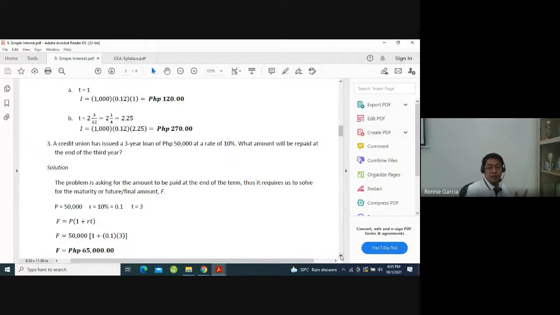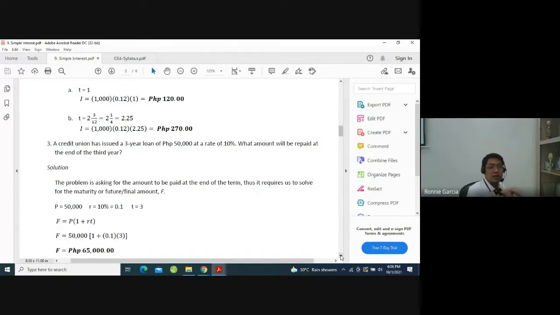So the solution of Froilan is actually different. He used the formula F is equal to P plus I. The first thing he did was compute the interest. So PRT, he multiplied the given 50,000 times 1 times 0.10 times 3. Then that interest is added to P, which is 50,000. So 65,000 is the correct answer. Congratulations to those who got 65,000. Those who answered 15,000, that is the interest that you solved.